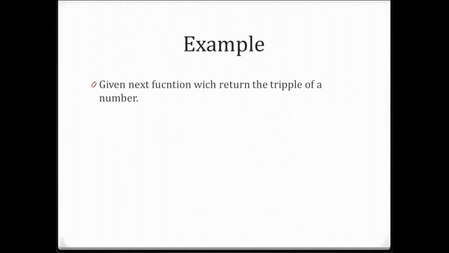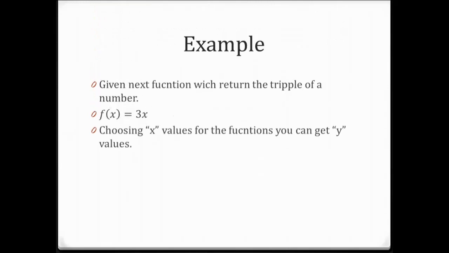Given the next function, which returns the triple of a number, f of x equals 3x. Using some x values for the function, you can get some y values, and this is what we're going to do in this example. The function 3x doesn't have any restriction for the domain. We will study how to conclude this later, but right now we need to be clear that we can choose freely any value of x we want, any real number, and then see what happens with the result.